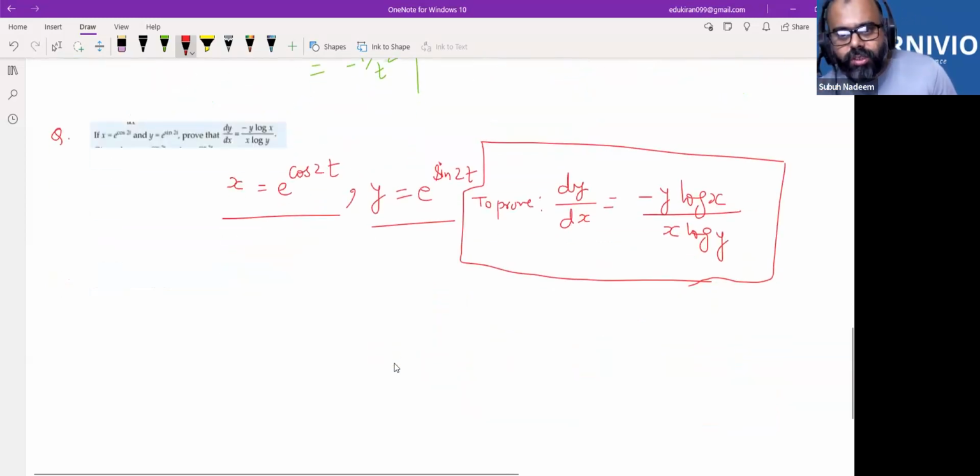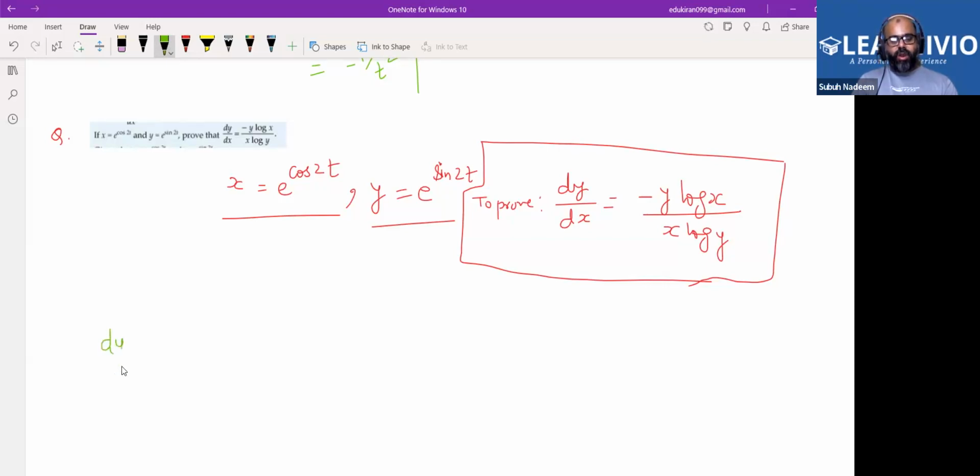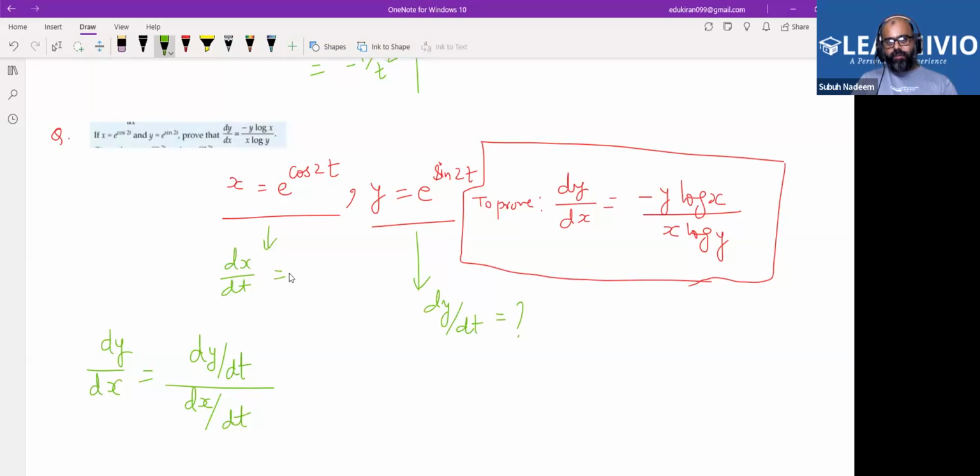So how will you do this question? Just try it once, then we'll discuss. You will approach in the similar manner that you have to find dy by dx. So it will be dy by dt upon dx by dt. So first you will have to find from here dy by dt, find it out. From here, you have to find dx by dt, find it out, and then put it here. Just try this.